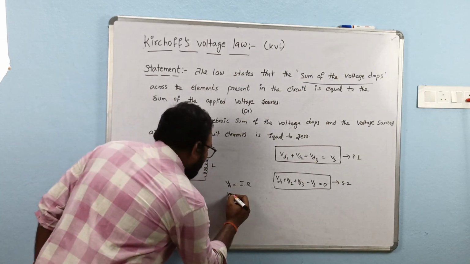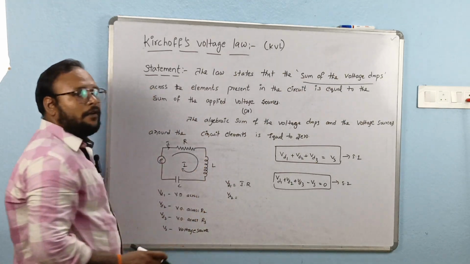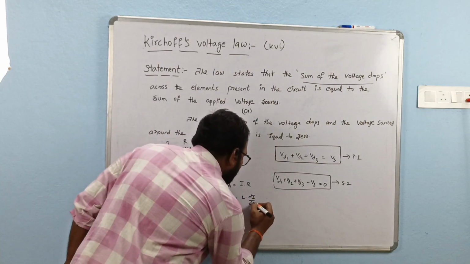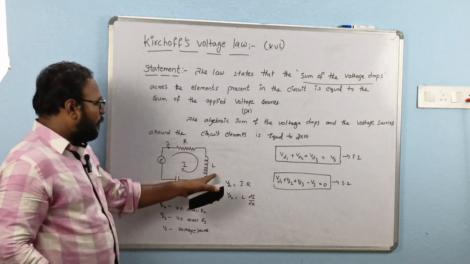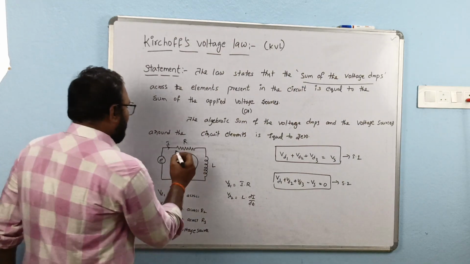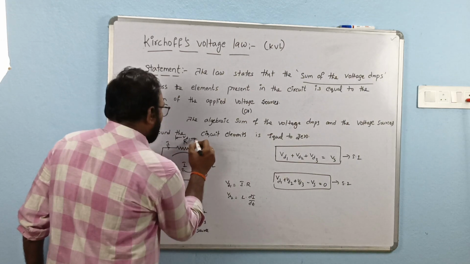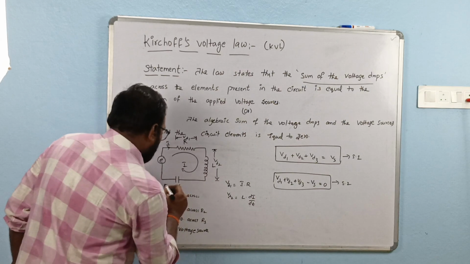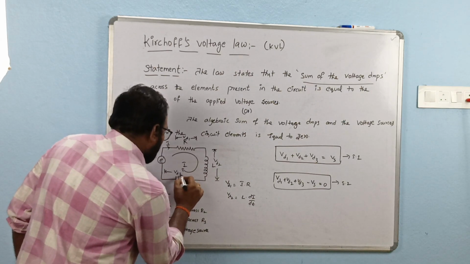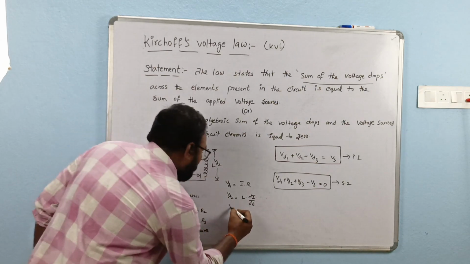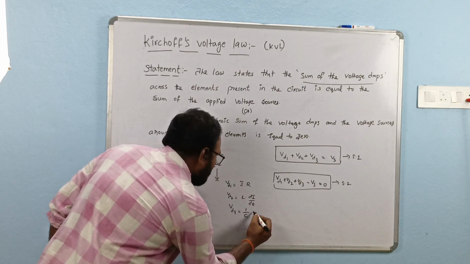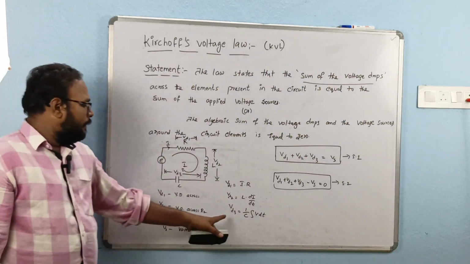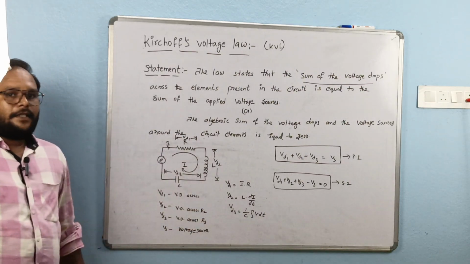Next, coming to VD2. What is the formula for voltage in an inductor? V is equal to L into di by dt. Okay, the voltage drop across the inductor. So, you can write like this: VD1 here, VD2, and here I will write VD3. So, VD3 is equal to 1 by C integral of i into dt. This is for the capacitor.